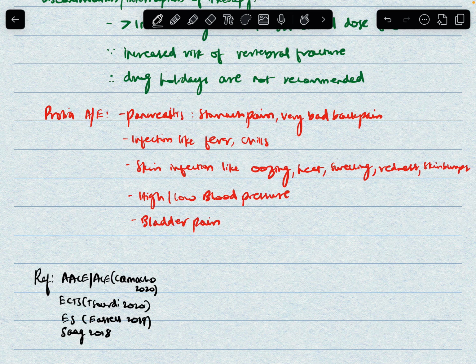So these are the references for the data presented in this video. So this video gives an overview about denosumab and its role in the treatment of osteoporotic patients.